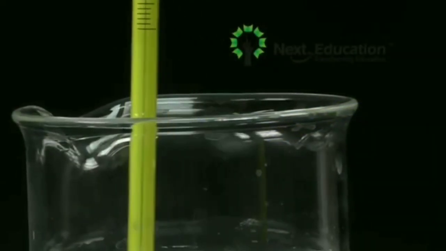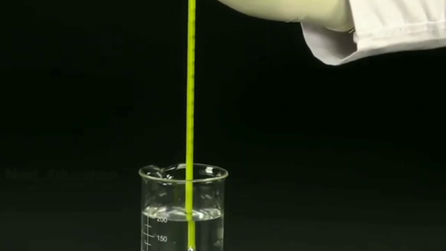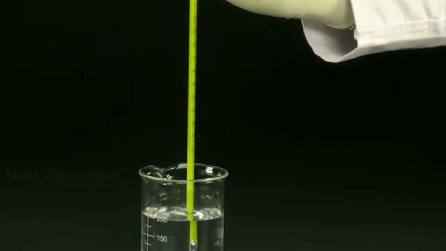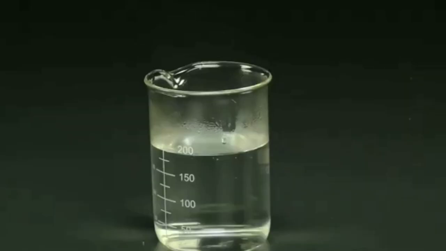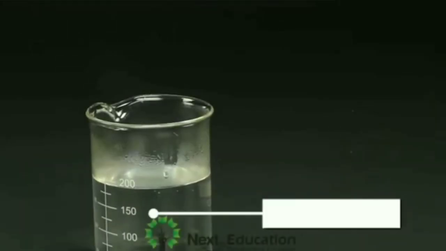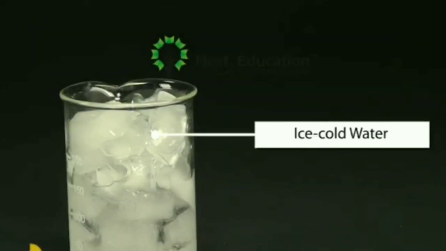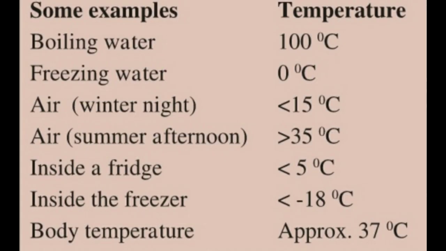Hold the thermometer in water so that the bulb is completely immersed in the water and read the temperature of the water. Repeat the activity taking some hot water in one vessel and cold water or ice in another. Note the temperatures. Some examples with their temperatures are given in the table.